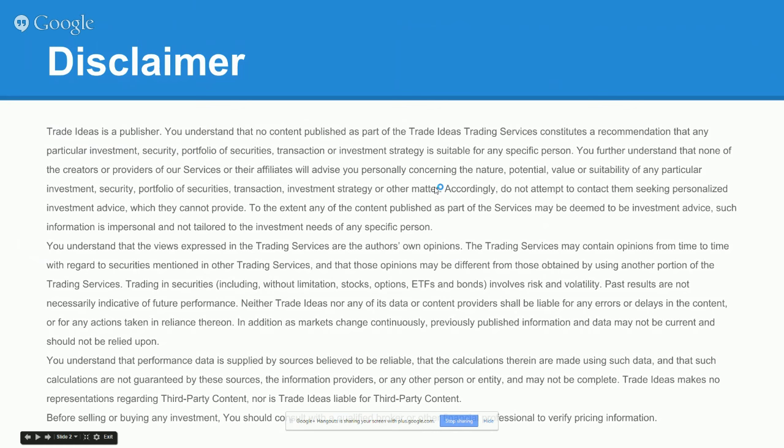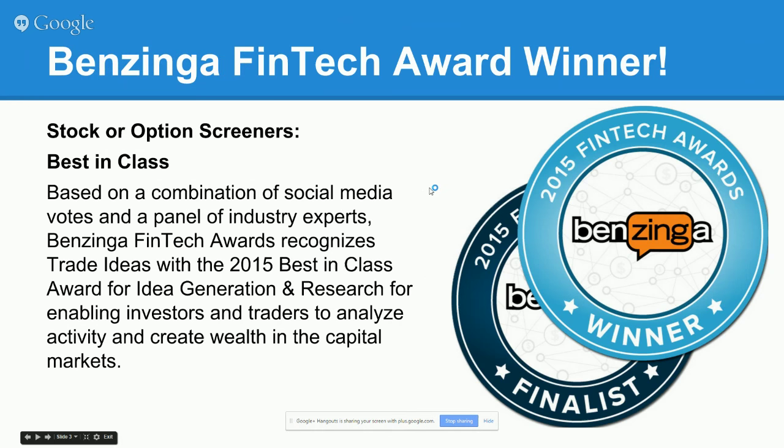First of all, just a little disclaimer to make sure everybody knows that Trade Ideas is not a registered investment advisor, and all the information that you see here is for educational purposes only. As Kunal introduced me, Trade Ideas is actually not any kind of fintech startup. We've been around for a long, long time. I'm really old, especially in dog years. Here we just got recognized for the Benzinga Fintech Award for being one of the premier leaders in idea generation, helping people find what they should be trading. This is our specialty, and we do that by being able to watch every single stock in the market at the same time.